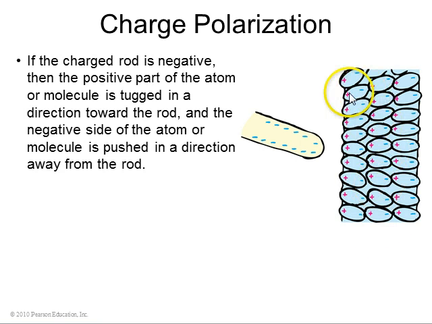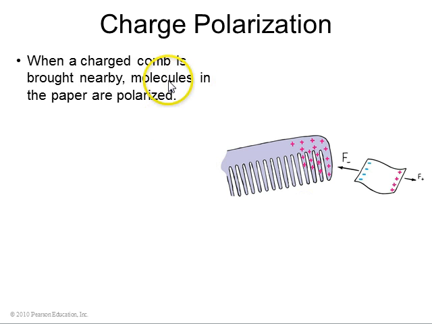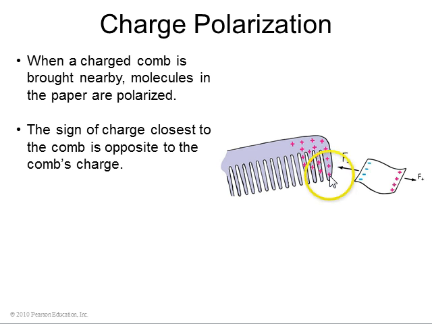And this can happen in bulk for many, many atoms in a solid. So here's a negative rod brought towards this wall. Well, all the atoms in this wall end up being polarized with their positive part pulled to the left and their negative part pushed to the right. And what this can do is it can create an attractive force.